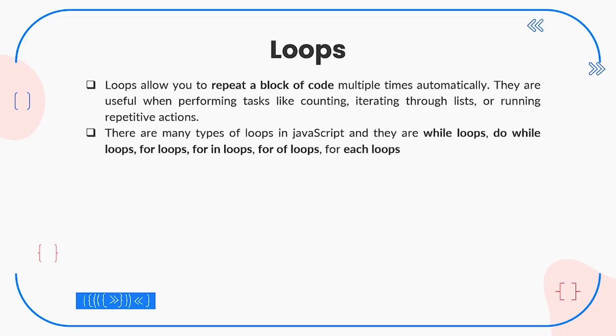So there are many types of loops in JavaScript. We have the while loops, do while loops, for in loops, for of loops, and for each loops. In this section, we are going to learn about the while loops, the do while loops, and also the for loops. The for in, for of, and for each loops are used with objects, arrays, and also lists. You understand?